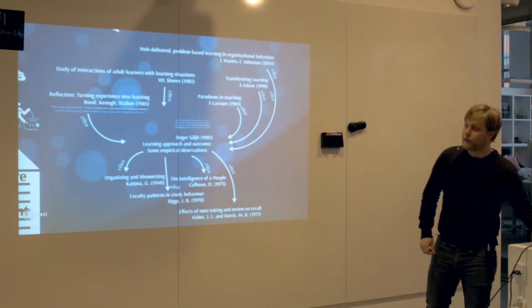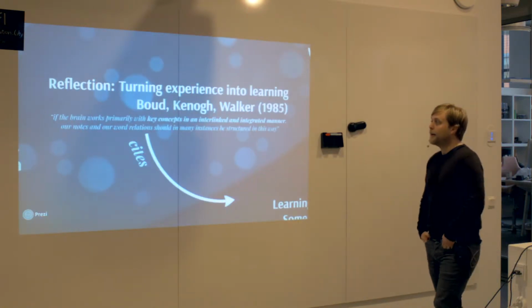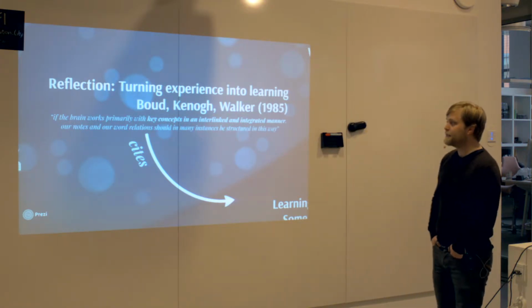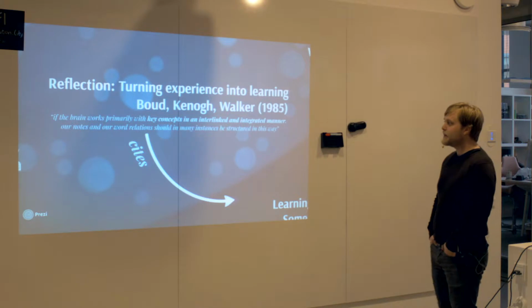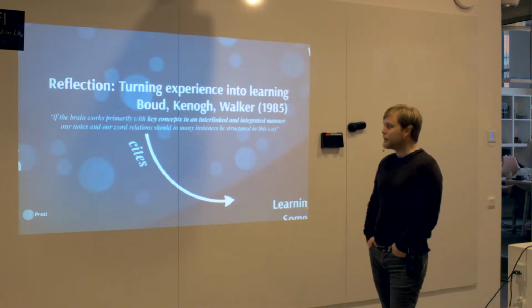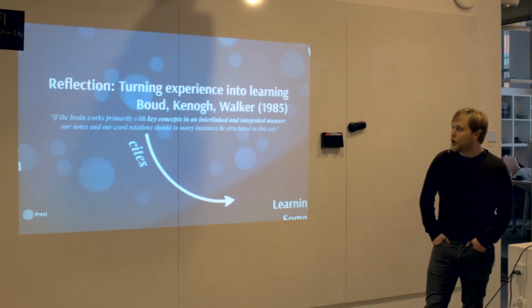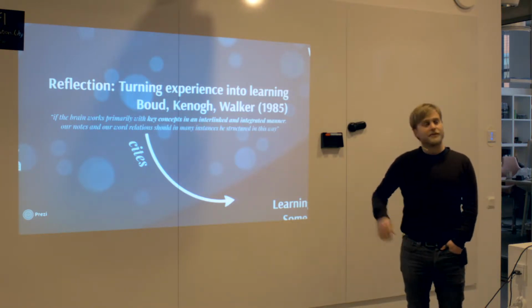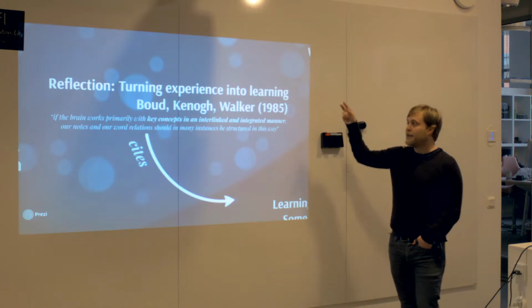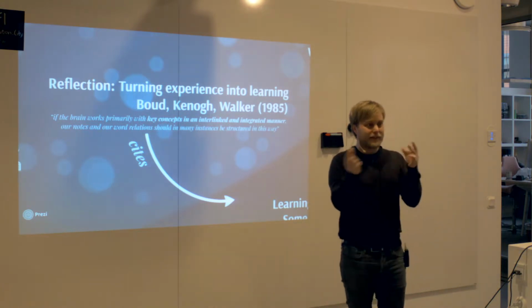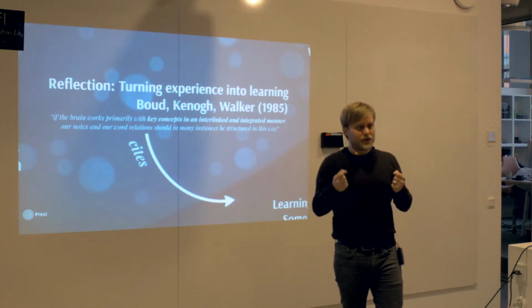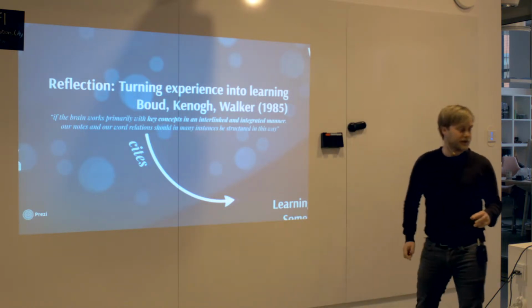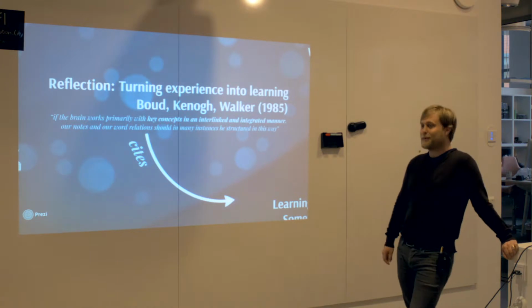And I like, for example, this thing where Canon Walker, a few years later, says that if the brain works primarily with key concepts in an interlinked and integrated manner, our nodes and word relations should, in many instances, be structured this way. So they're pretty much saying that if our brain works by relating things to one another, we should also structure our data to relate things to one another, which is exactly what we're doing with the graph.